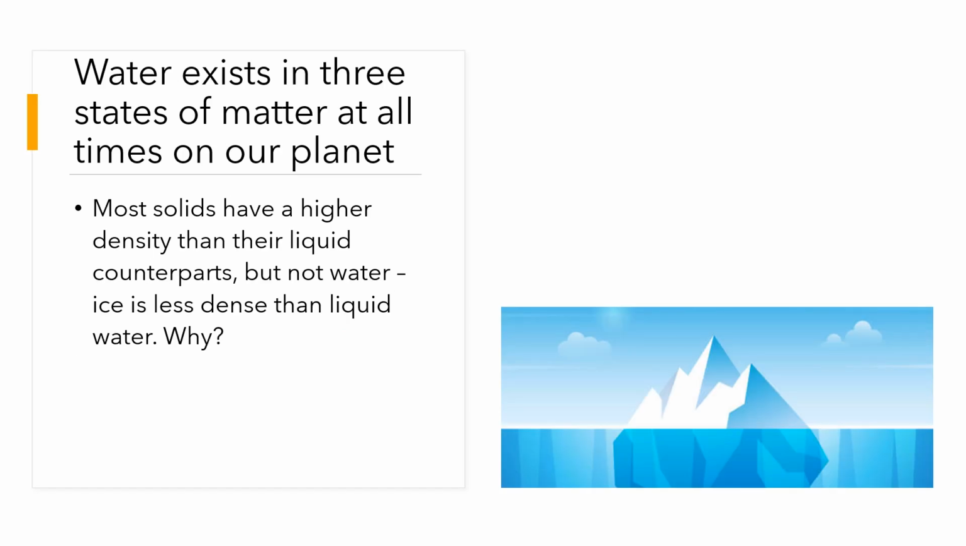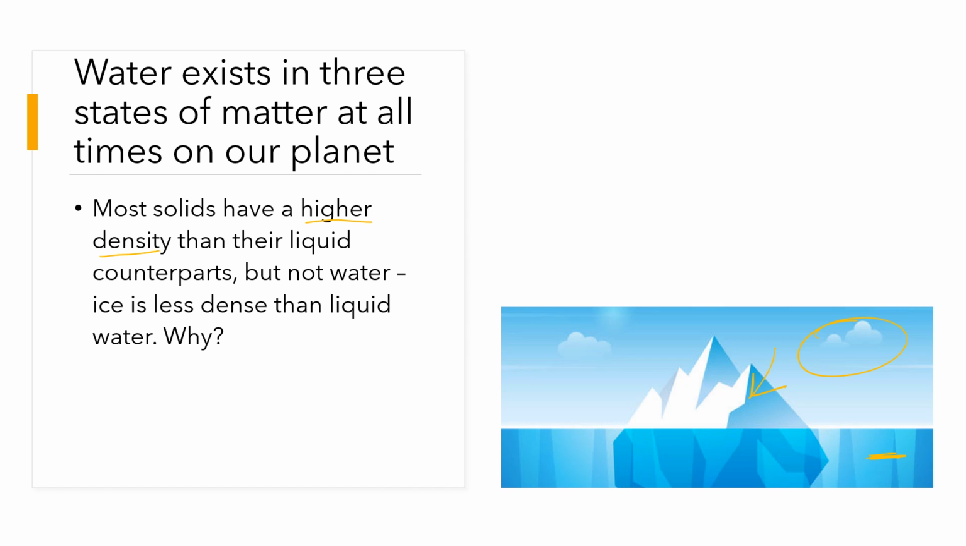Another very fascinating aspect about water is that it exists in all 3 states of matter at the same time on our planet. You can go to some places and find water in its liquid form, you can find it in its solid form, and its gaseous state all at the same time. But when we really think about most materials, when they are in their solid form, they have a very high density, especially compared to their liquid form.